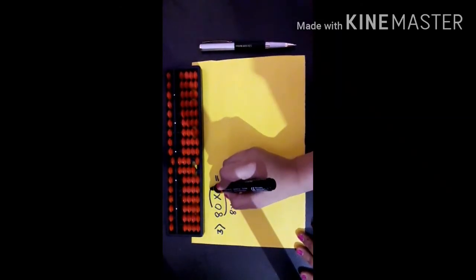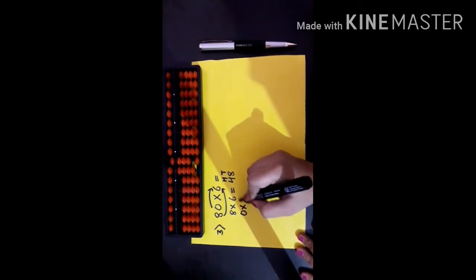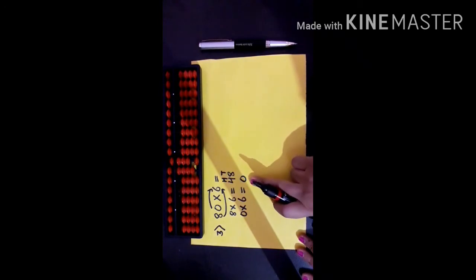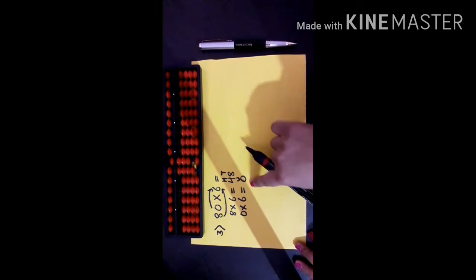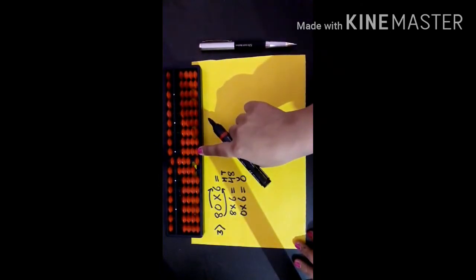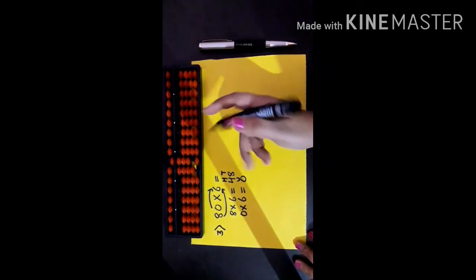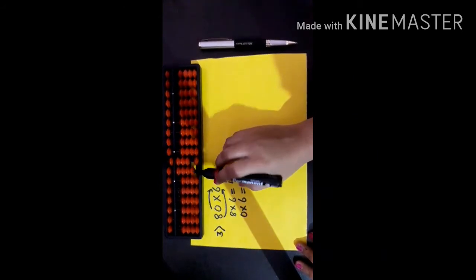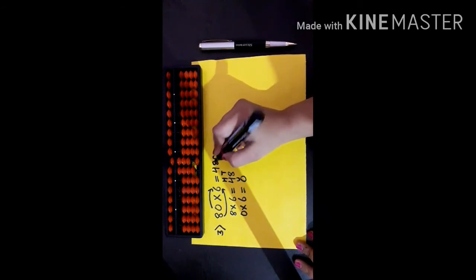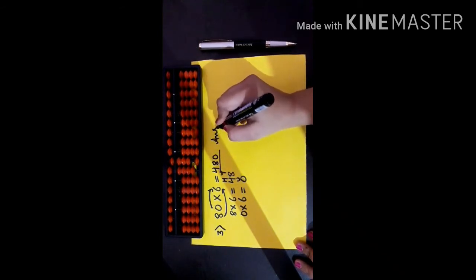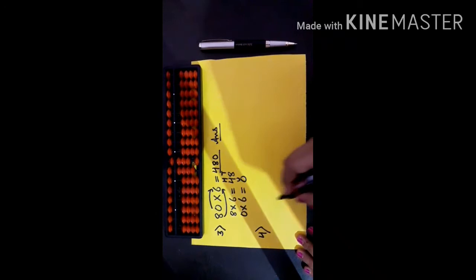Now your second number with 6. 0 sixes are 0. Now a single digit is there, so it will go in the units rod. 0 is there, so nothing will be there in the units rod. So what is your answer? 4, 8, and nothing means 0. Nothing means you don't have to leave that rod. Nothing means 0.